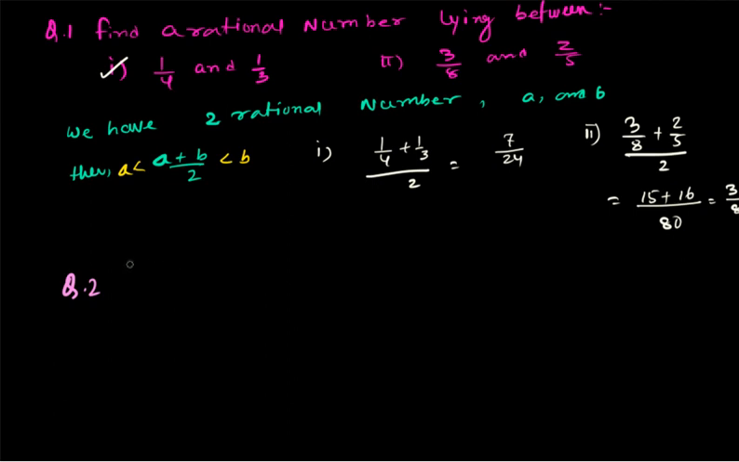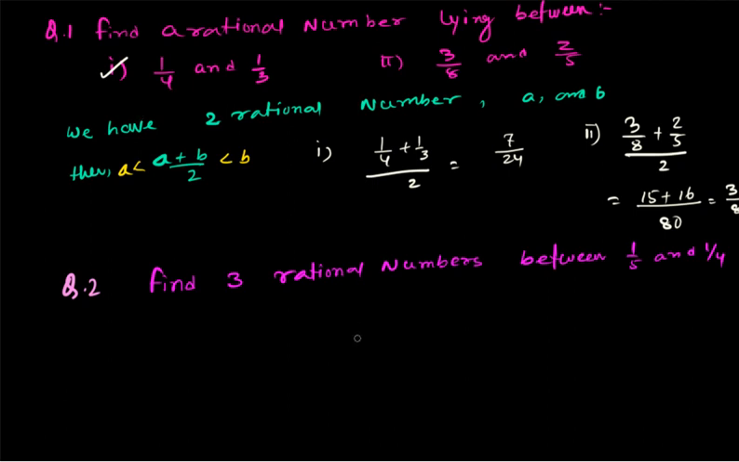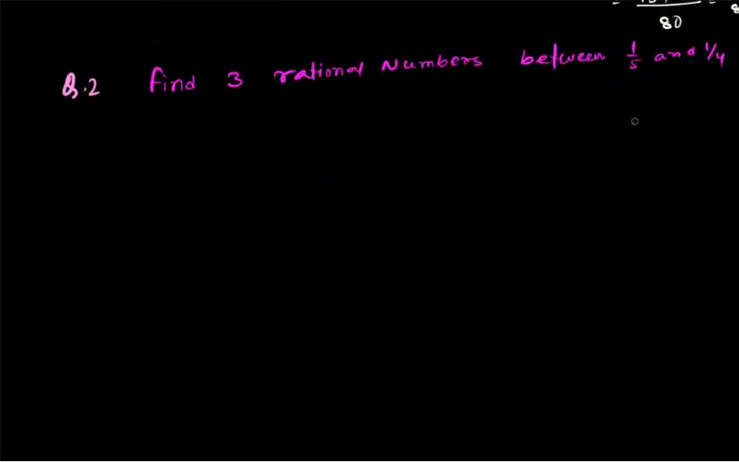So the question is: find three rational numbers, it can be more than three also, between 1 by 5 and 1 by 4. So 1 by 5 and 1 by 4. Let's see how we can solve it. I can do it in the previous way also, but I'm choosing a different method so that we can find any number.